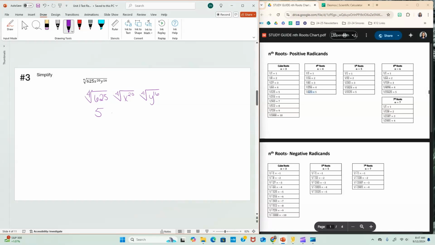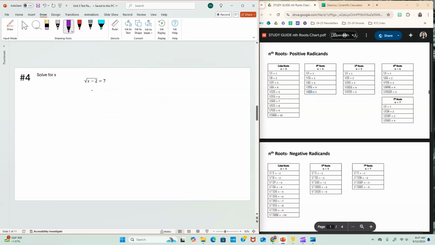And then with the x to the 20th, I want to see, is 20 divisible by 4? It is, so that's just going to do 20 divided by 4, so that's going to become x to the 5th. 16, is 16 divisible by 4? Yeah, it is, so that's just going to become y to the 4th. So this whole thing will simplify to 5x to the 5th, y to the 4th.